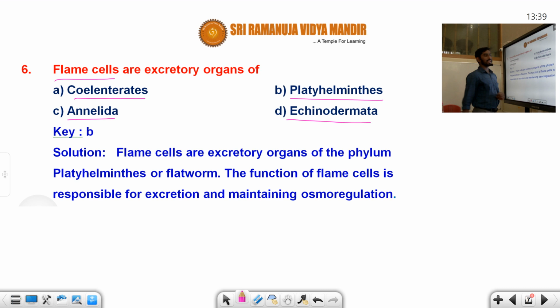Why? Because flame cells are the excretory organ of the phylum Platyhelminthes, or flatworms. What is the major function of the flame cells? They are responsible for excretion and maintaining osmoregulation, that means maintaining the water balance in the cells of their body. So this is the information about flame cells, the excretory organ of Platyhelminthes. I hope you understand this question. So for the sixth one, option B is the correct answer.